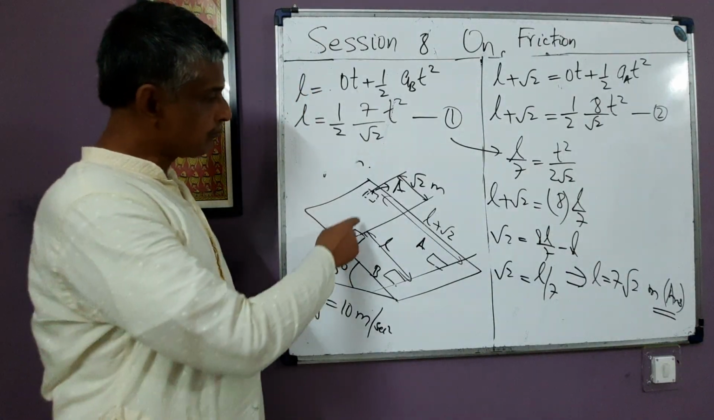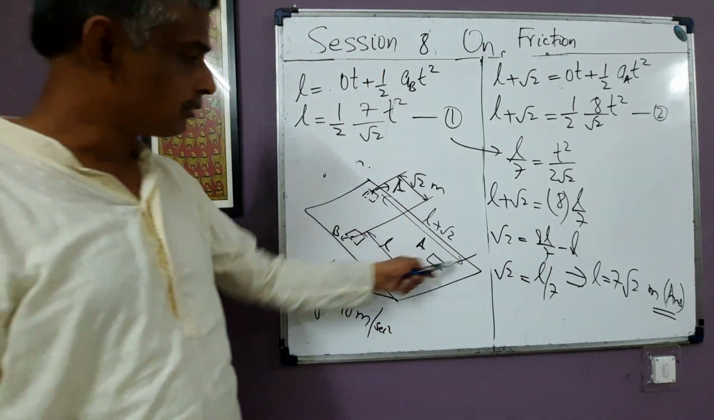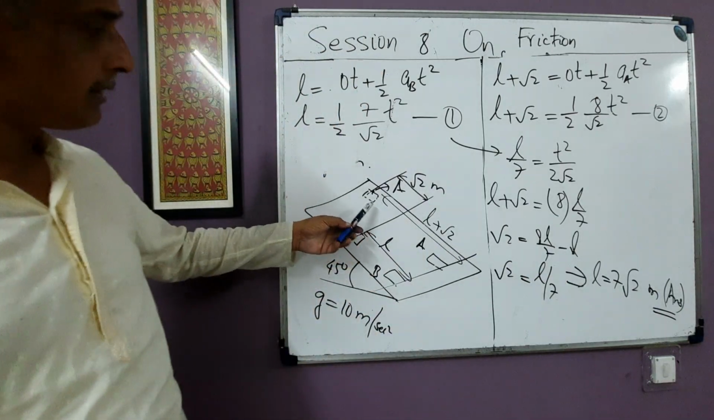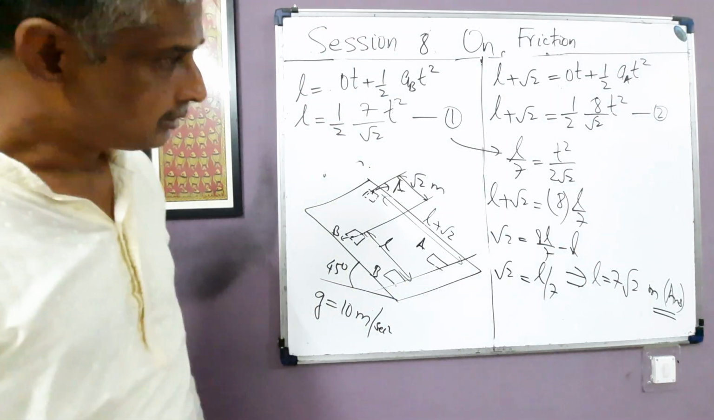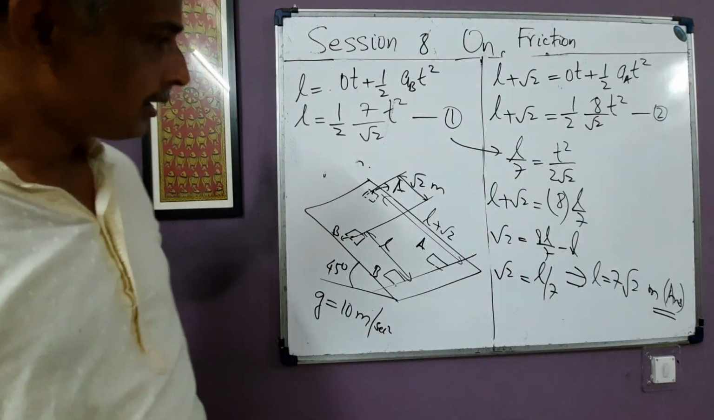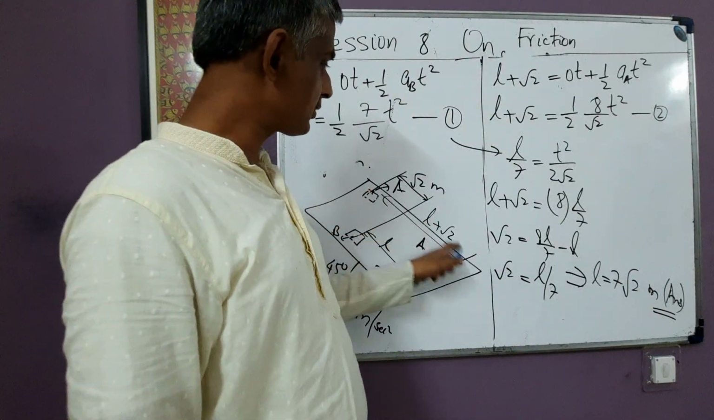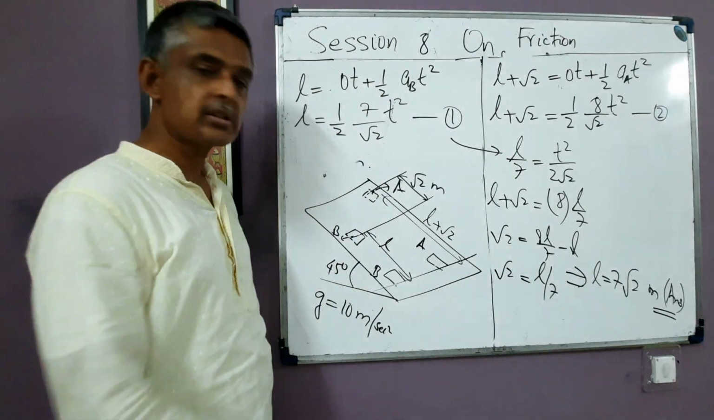And this is the distance moved by block B before A and B come on the same line. And the distance moved by block A will be L plus root 2, that is 8 root 2 meter, before A and B come on the same line. This I have solved fully.